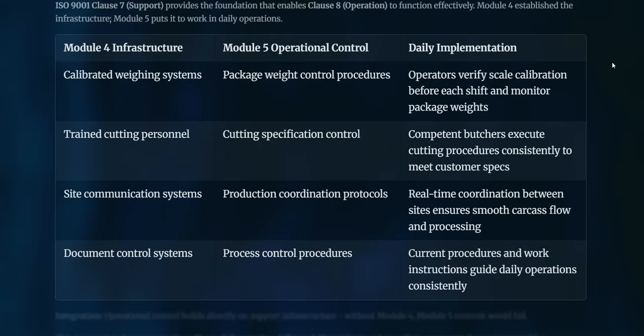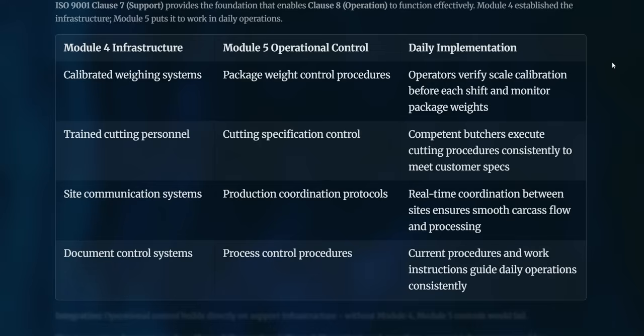Secondly, trained cutting personnel have been provided through the support from Module 4. What do we do here with operational control? Cutting specification control must be implemented, and the daily implementation and control of this is competent butchers must execute cutting procedures consistently to meet customer specifications.